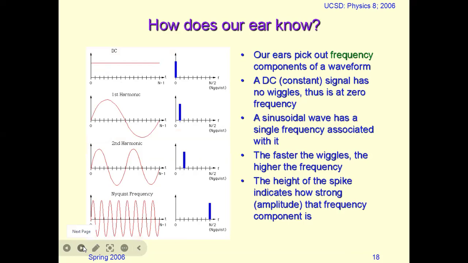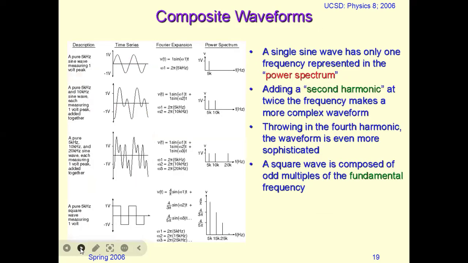A DC constant signal has no wiggles, thus is at zero frequency. A sinusoidal wave has a single frequency associated with it. These are the faster wiggles, and the height of the spike indicates how strong the amplitude of that frequency component is. This is a different phase. Composite waveform. This is the time series, Fourier expansion, and power spectrum.